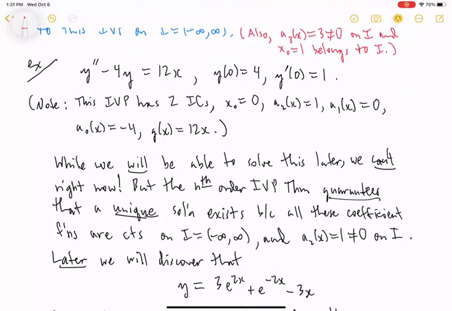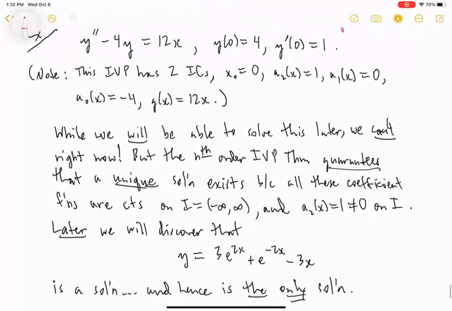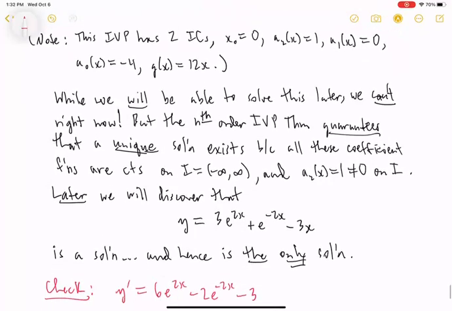That's pretty amazing, yeah? But right now, we don't have those tools. But we knew there had to be a solution. That's the beauty of the IVP theorem, okay? So later we'll discover this, but that's not very exciting yet, but we can at least check that this is a solution to the IVP, can't we? How would I go about checking that this is a solution to the IVP? Yeah, just take derivatives, plug in stuff, and make sure it works, yes? So I can just verify that this is indeed a solution. And it's the only solution.